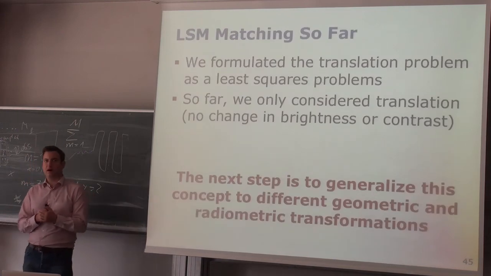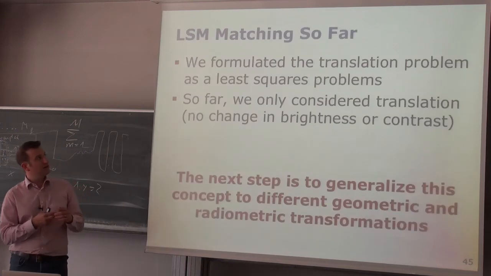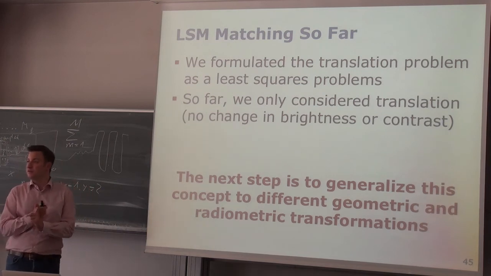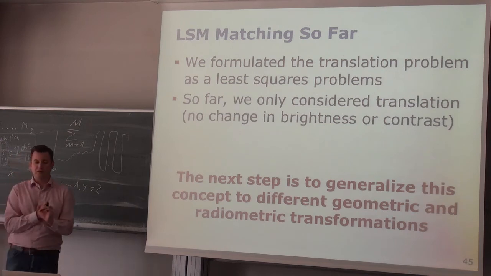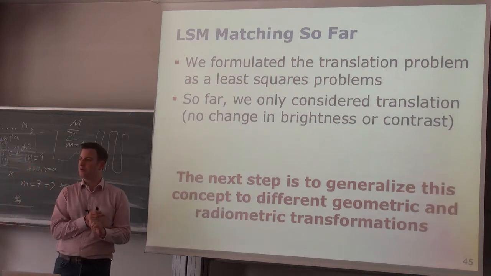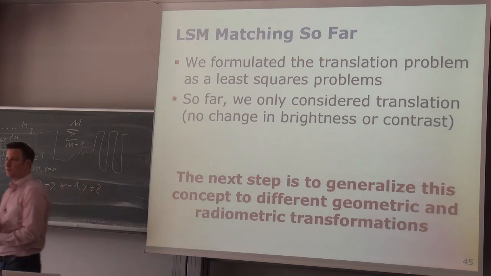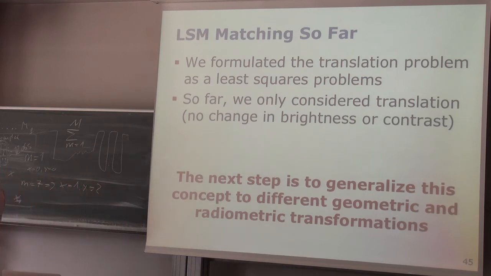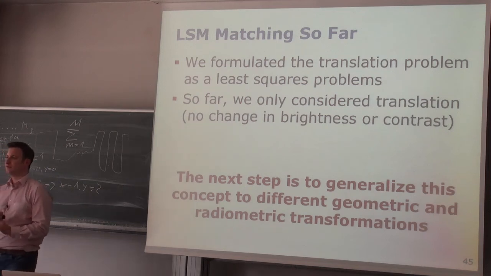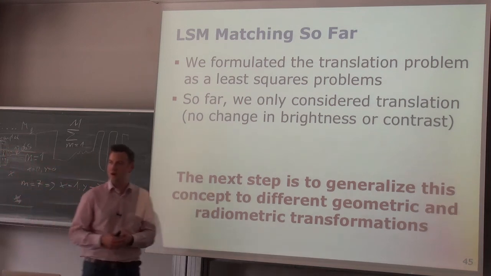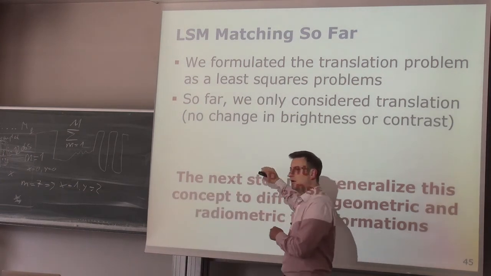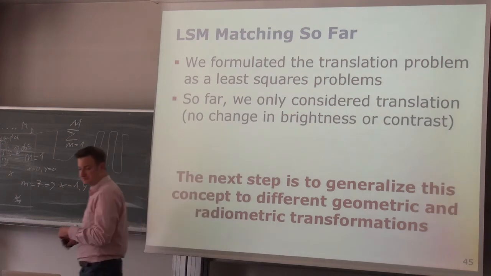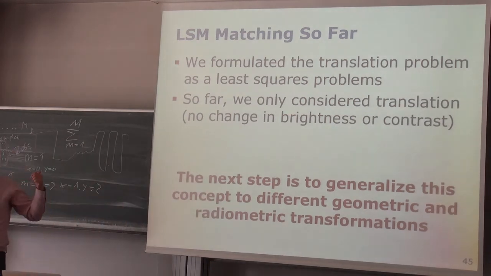So what we have done so far is we looked into the least squares problem only taking into account translation. We haven't considered so far changes in brightness or in contrast. So the next step is now to generalize what we have done so that we can take into account more complex transformations. Because this was the goal why we started. If we would only deal with translations, we could use cross-correlation. But now the question is, what happens if we want to have more complex geometric and radiometric transformations?